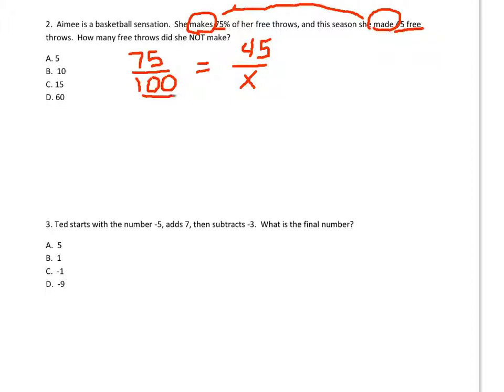This is the total number of attempts, so the x refers to, again, total number of attempts. That's important to remember, and I'll explain why in a minute.